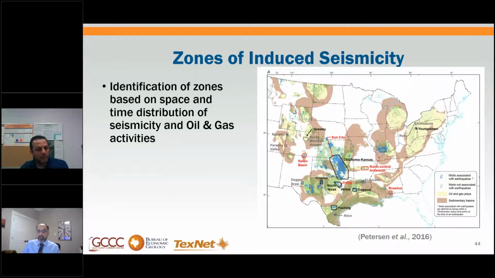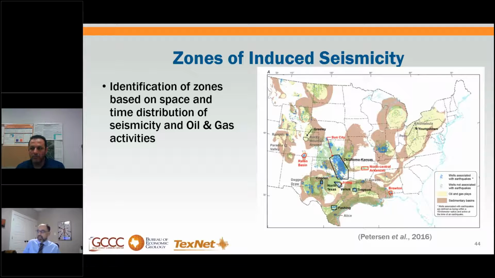Now, the United States Geological Survey provided in 2016 the first map of induced seismicity zones. As you can see on this map on the right-hand side, the wells associated with earthquakes are in blue. The green are the seismicity that is not associated with wells. The oil and gas plays are in yellow, and the sedimentary basins are in brown. And as you can see, at that time, the area of Oklahoma was already very active, identifying a zone of induced seismicity.